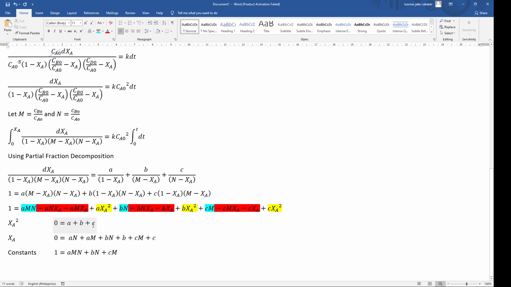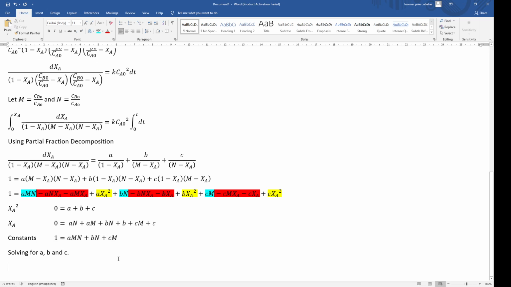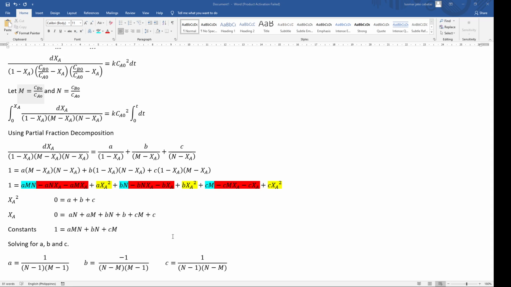So we have ABC, 3 equations, and we have 3 unknowns. So solving for A, B, and C by manipulation of this, solving simultaneously of these 3 equations, makakuha tayo value for A, B, and C. So we'll get these equations for our constants A, B, and C.